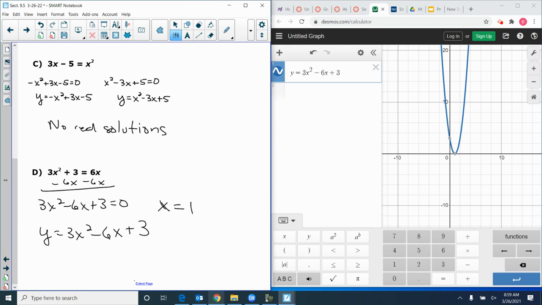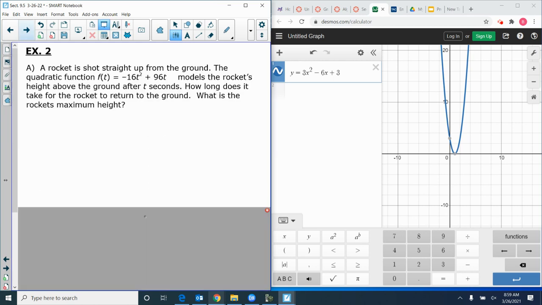Okay, we only get one answer, and that's okay. You don't have to have two answers every time. So you get x equals 1 for that. All right, we're going to keep using the graph.